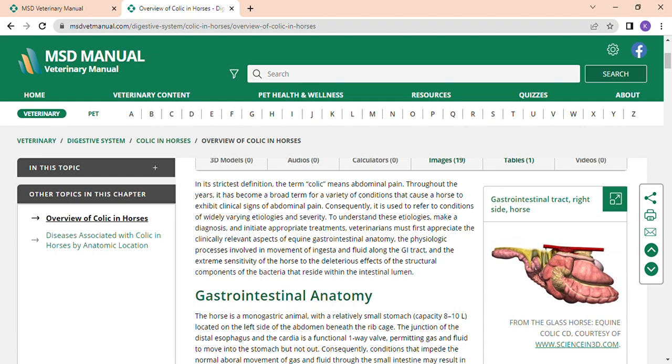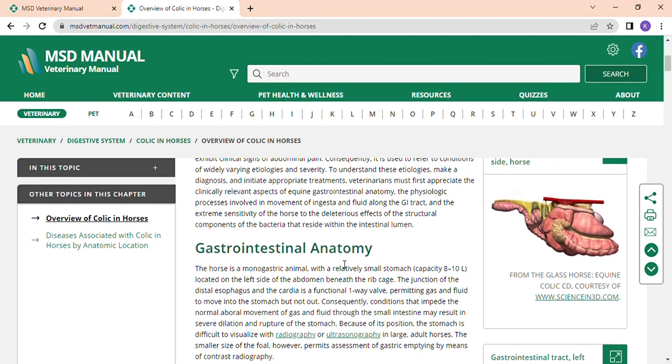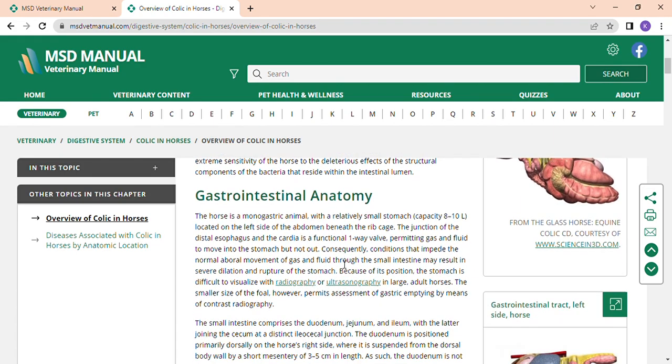To understand these etiologies, make a diagnosis and initiate appropriate treatment, a veterinarian must first know the clinically relevant aspects of equine gastrointestinal anatomy, the physiological processes involved in the movement of ingesta and fluid along the gastrointestinal tract, and the extreme sensitivity of the horse to the deleterious effects of the structural components of the bacteria that reside within the intestinal lumen.